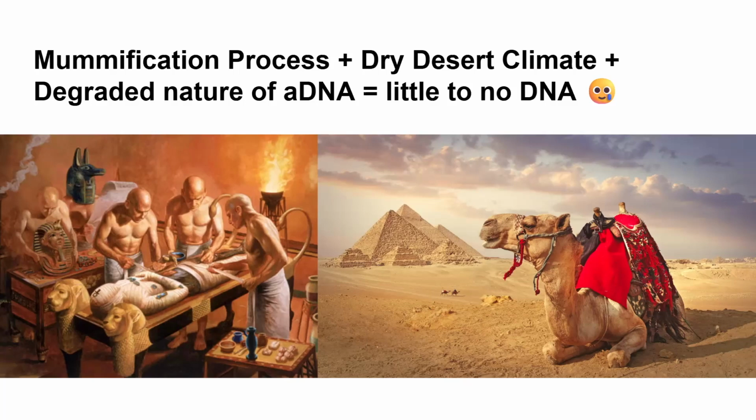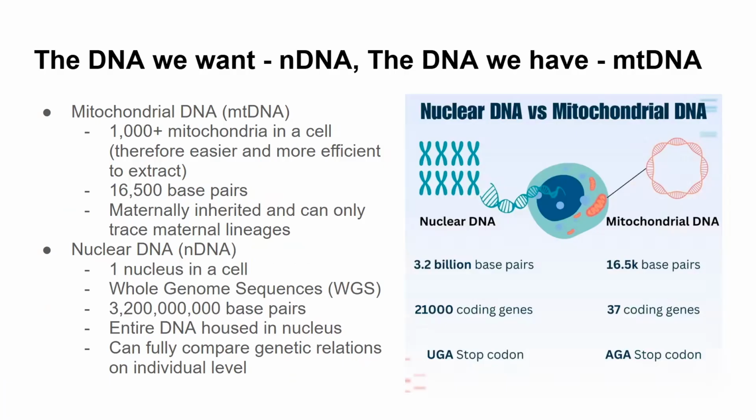All right, and here's another thing. We actually do have a lot of mitochondrial DNA of Egyptian mummies, although that is not the DNA we want. We have two different types of DNA, or actually there's more, but these are the main ones we use: nuclear DNA and mitochondrial DNA. Mitochondrial DNA, you'll often see abbreviated as mtDNA.